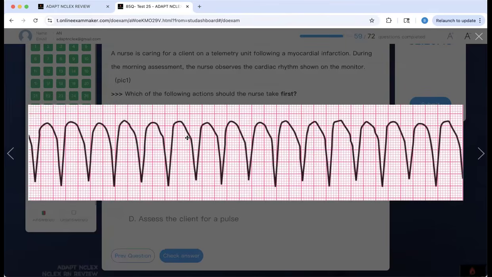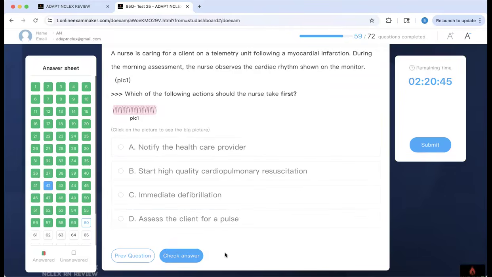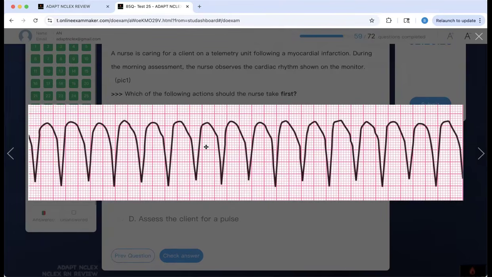Pick your answer. What is this? And then pick your answer. What do you think? I can tell you this is a ventricular rhythm. Therefore, this is what? VTAC. It's uniform. It's not chaotic.